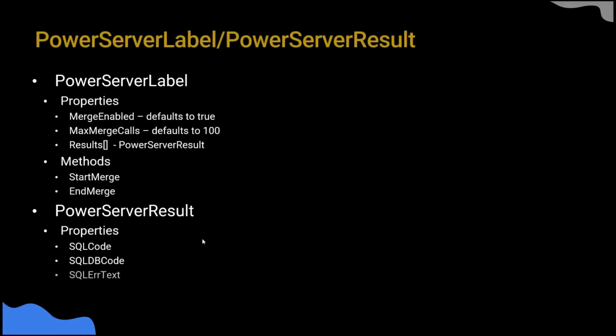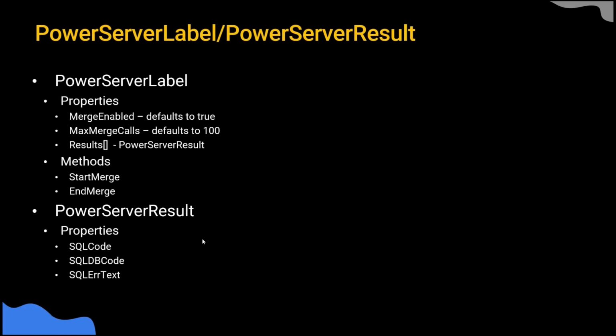Okay, so first thing we're going to talk about is the new PowerServer label object. What this does is it allows us to take multiple DataWindow requests, and instead of having them done as separate API calls, we're going to batch them up into a single API call.